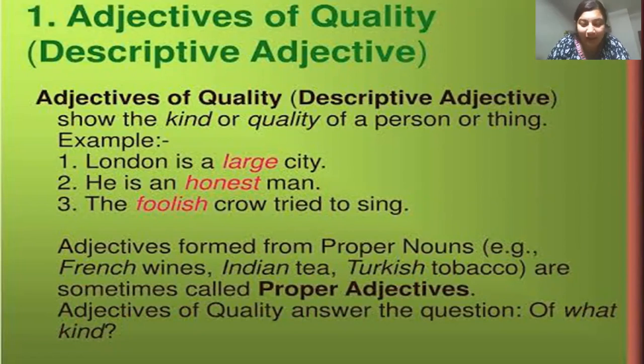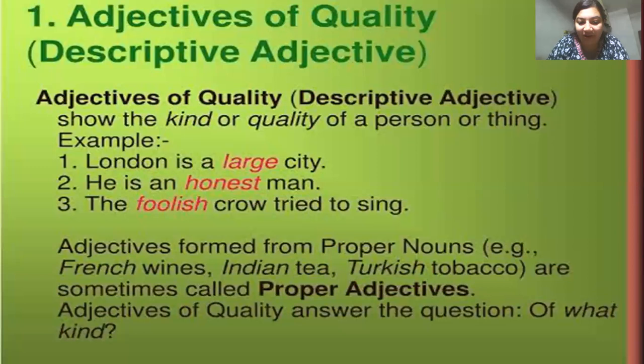Then we have certain proper adjectives as well. Adjectives formed from proper nouns. कभी भी कोई adjective अगर proper noun से form होते, we all know that proper nouns are the specific name of any person, place, animal or thing. जब किसी भी person या चीज को एक specific name दे दिया जाता है, it becomes proper noun. So if any adjective is formed from the proper noun like French wines, Indian tea, Turkish tobacco.